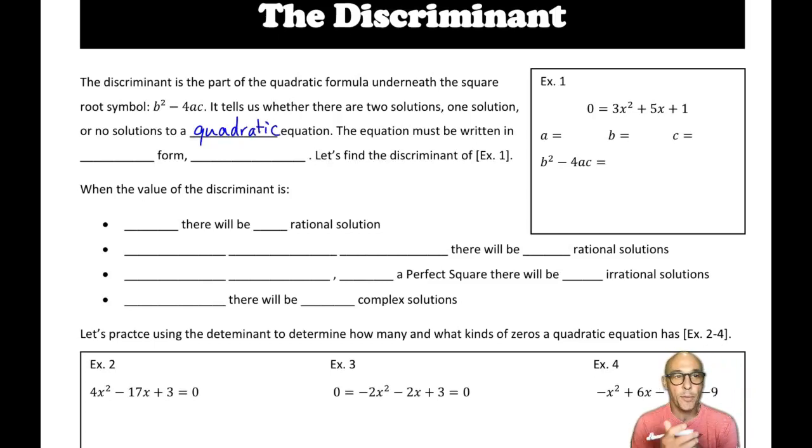The equation must be written in standard form, which is ax squared plus bx plus c, where a, b, and c are real numbers. Let's find the discriminant of example 1.